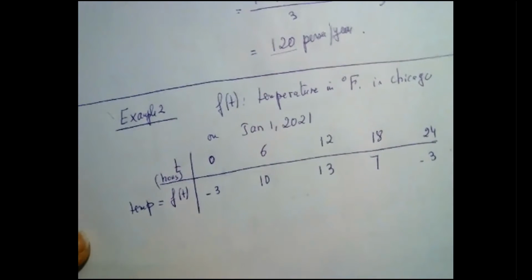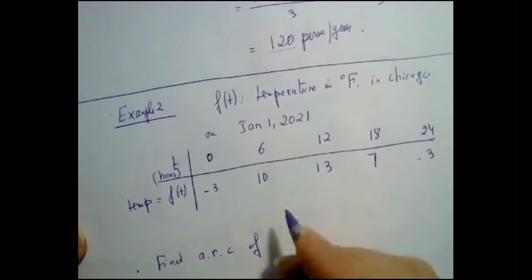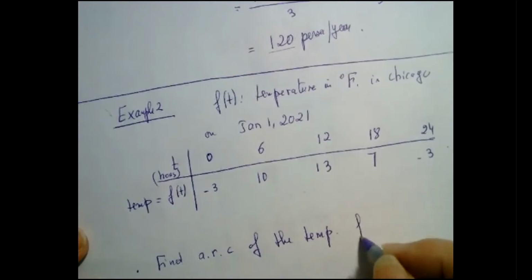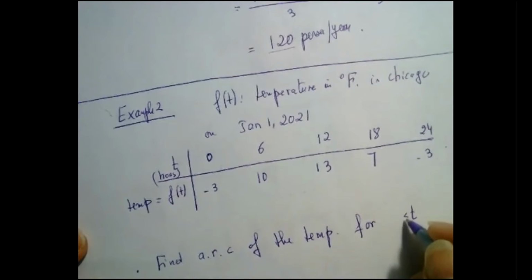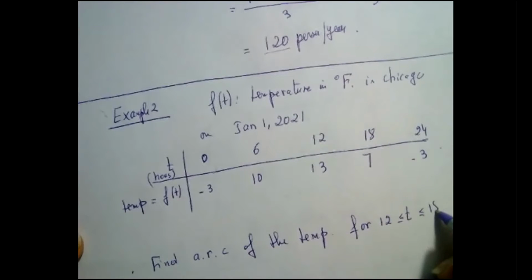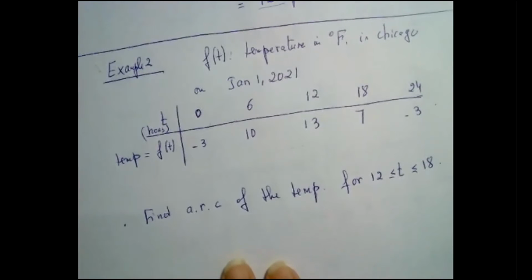Suppose I ask you the following question. Find the average rate of change of the temperature, of the function f, for t between the time 12 noon and 18, which means 6 o'clock in the evening. Okay. So who can tell me what was the average rate? Who can do the math in a minute? And the unit with it.